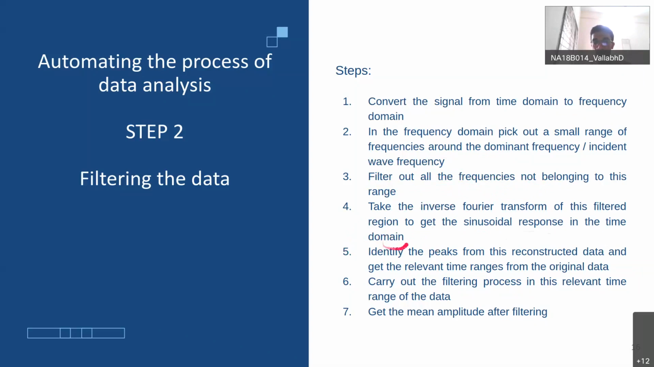Now we identify the peaks in the data corresponding to this region, and we carry out the filtering process on this selected data, which is the region where the response is actually happening, and we take the mean of that data and we get the mean amplitude. Now we will see the plots and discussion about how these steps are carried out. Manoranjan will discuss those.